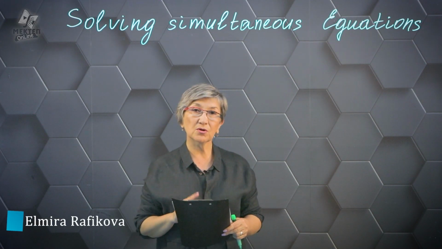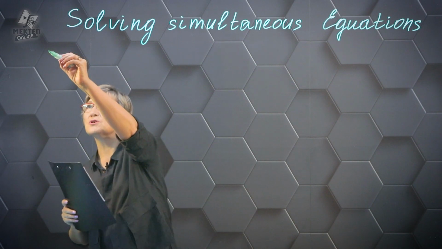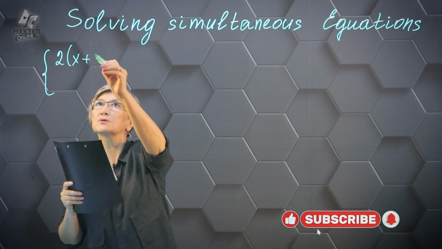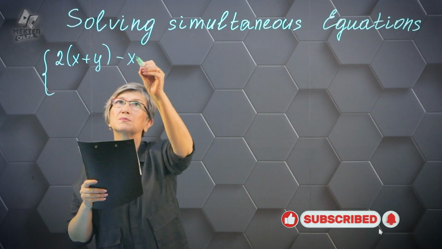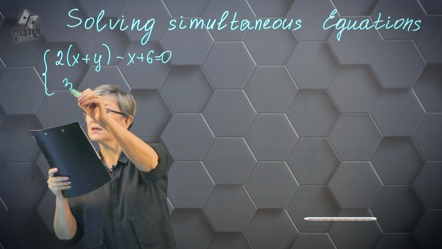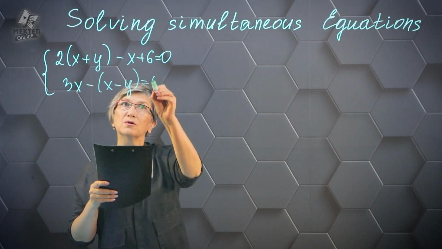Today in class we are solving another system using the substitution method. Let's write down this system. 2 times (x plus y) minus x plus 6 equals 0. And the second equation, 3x minus (x minus y) equals 0.